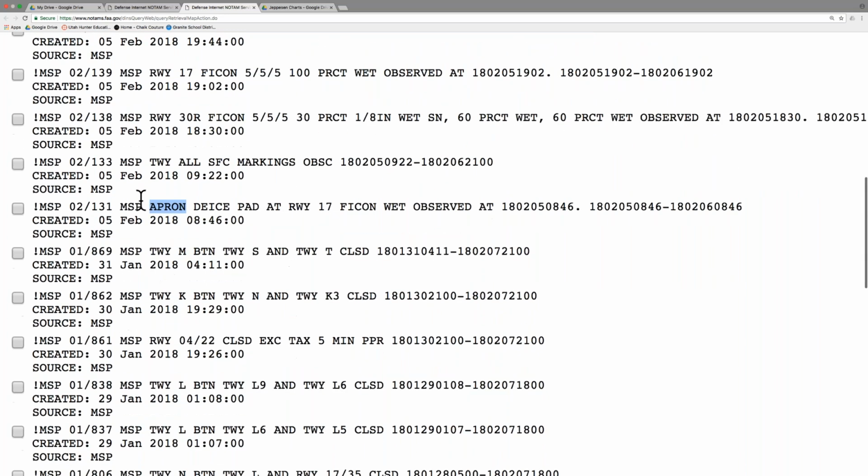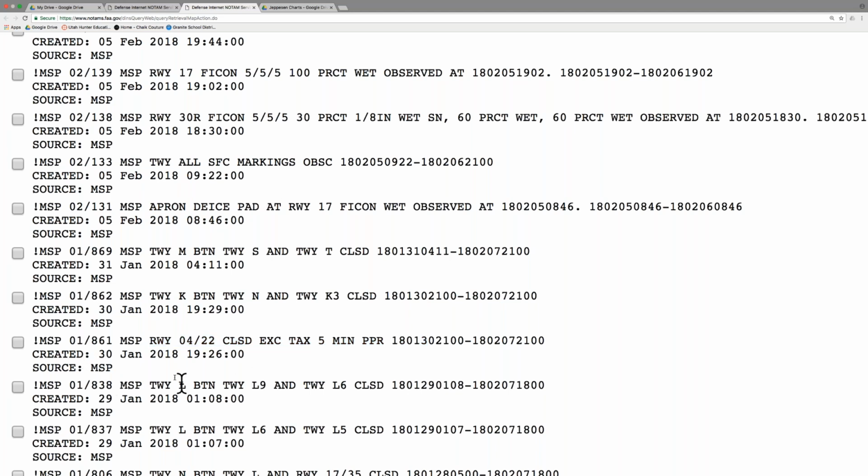Yeah. So it's on the ramp, right? Are we concerned with ramp conditions? No, not at all. So pilots are what would be concerned with any of this, right? Taxiways we're not really concerned with. We're concerned with runways, right?